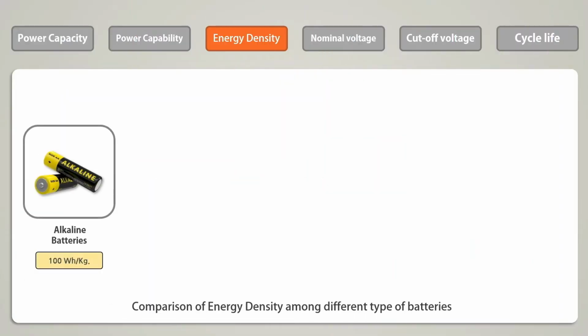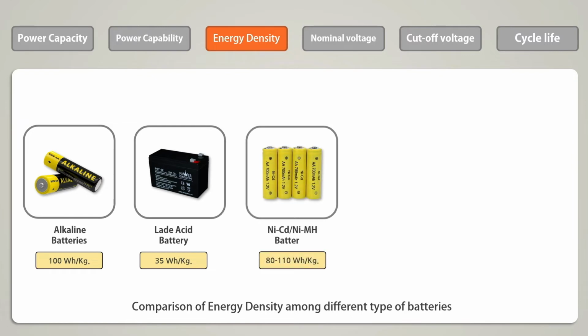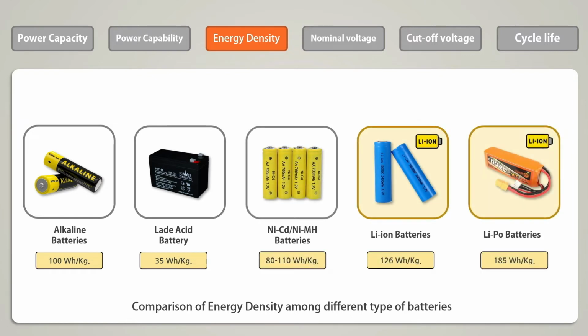Here is a comparison of power concentrations between different types of batteries. Here we can clearly see that the lithium-ion battery tends to be much higher in energy density than other batteries. That's why this kind of battery is used in lightweight portable electronic gadgets, such as mobiles, laptops, etc.